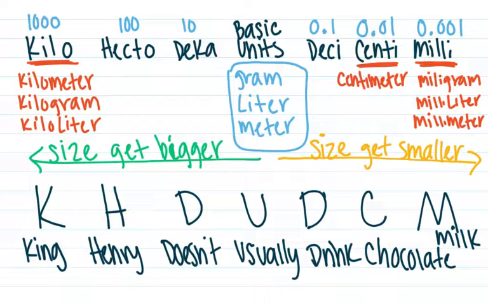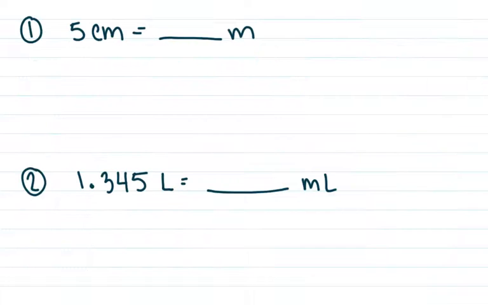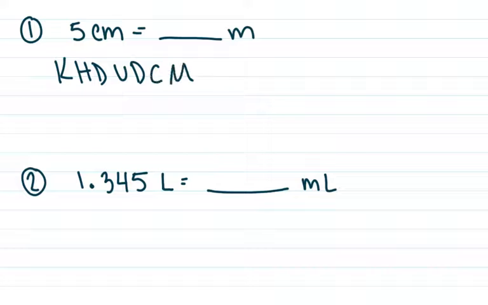And that's going to be really important for us to do our problems, because we're going to use that to move our decimal place around. Okay? So let's take a look at a couple of examples. For number 1, I am going to write my order: KHDUDCM. Now remember, under that U is where grams and liters and meters live, our basic units that don't have a prefix attached to them.